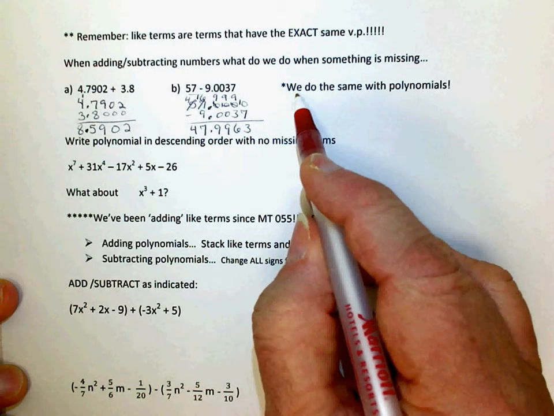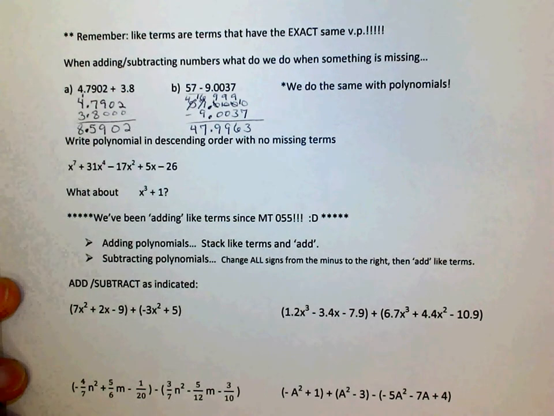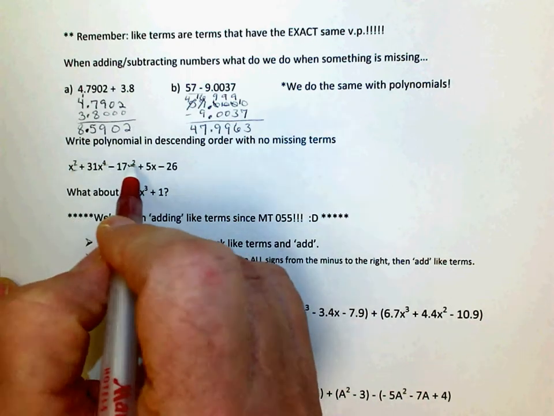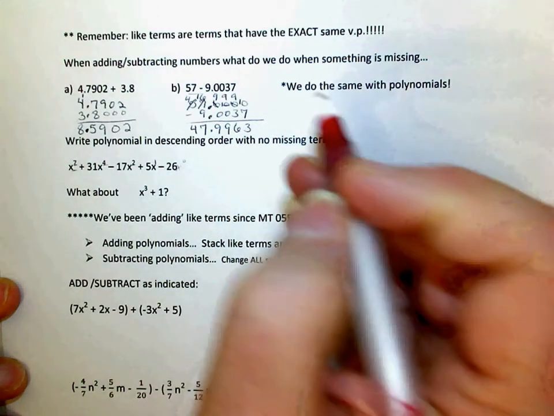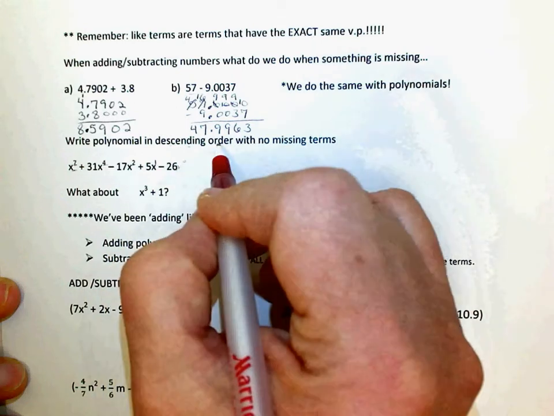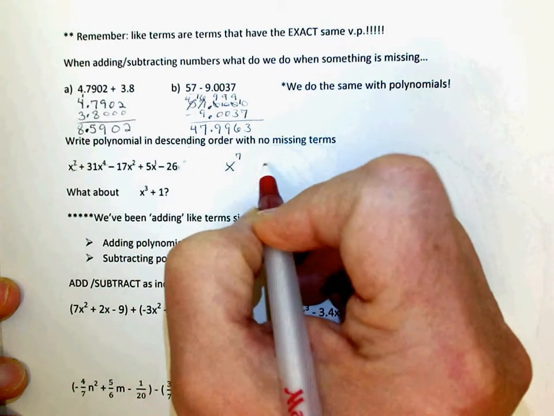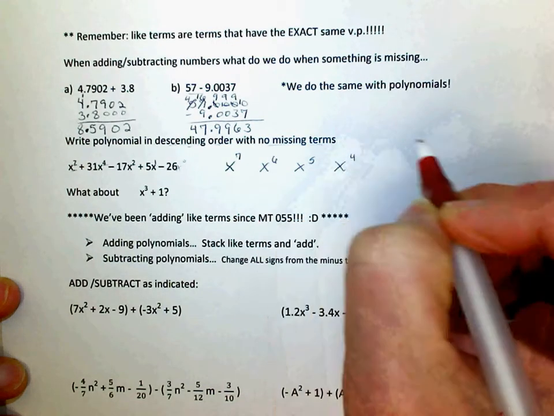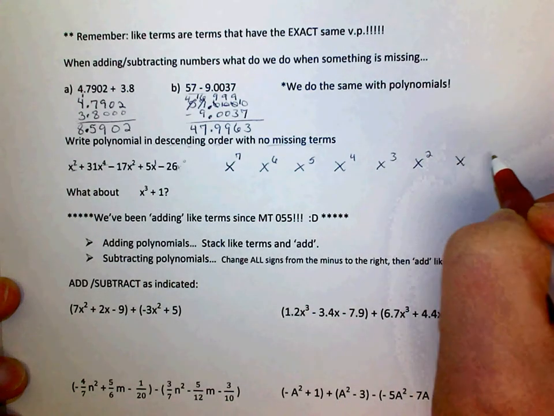Well, guess what? We're going to do this same kind of idea with polynomials. We look, we've got a 7, a 4, a 2, a 1, and technically a 0. Our highest degree. So write the polynomial in descending order, no missing terms. So I have to have an x to the 7, x to the 6, x to the 5, x to the 4, x to the 3, x to the 2, x, and our constant.